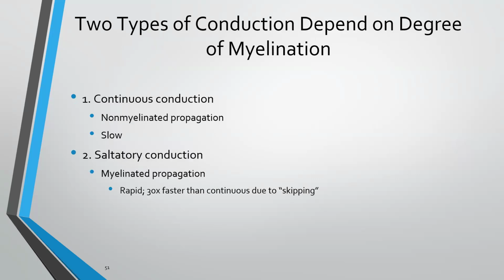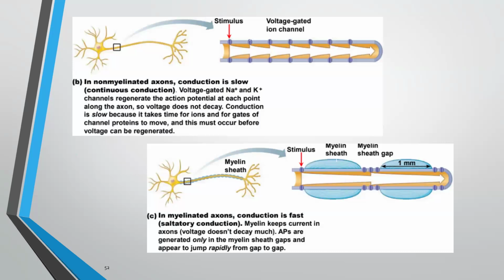So continuous conduction occurs in unmyelinated axons, while saltatory conduction happens in myelinated axons, which allows those impulses to jump between the nodes of Ranvier, and it speeds up that transmission. And this is an example of what each of those looks like.